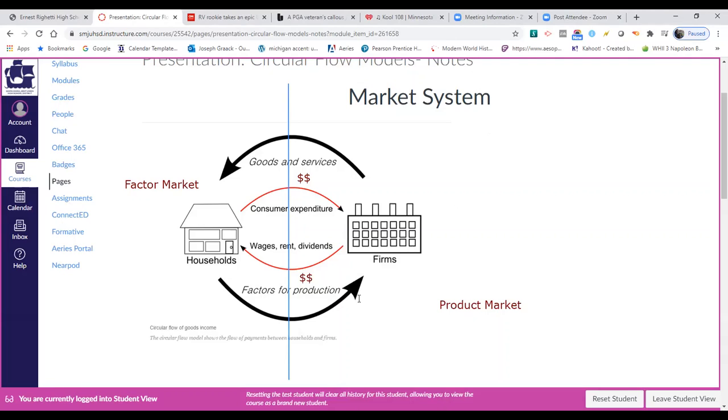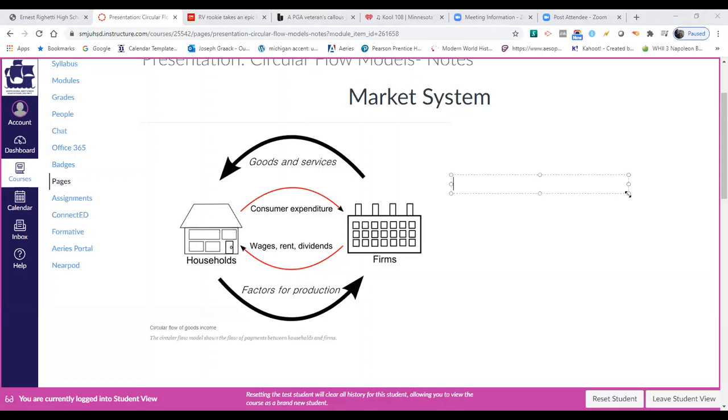All right. So when households go to work and they get paid, they take their money and they go out and spend it on goods and services that businesses make. That's in the product market. And so if we take a look at what a mixed market looks like, the only difference is going to be some government intervention and the number of exchanges that take place.